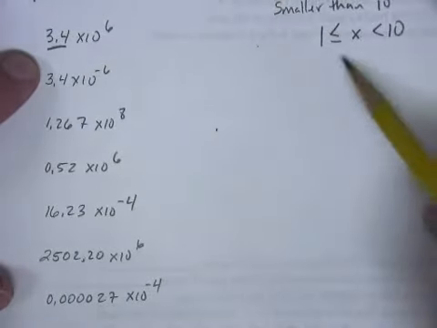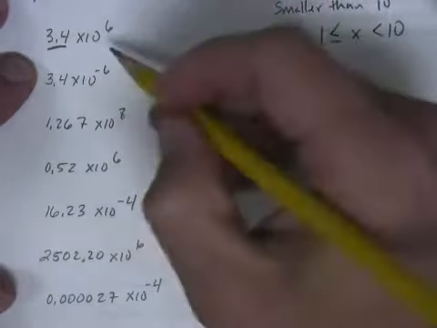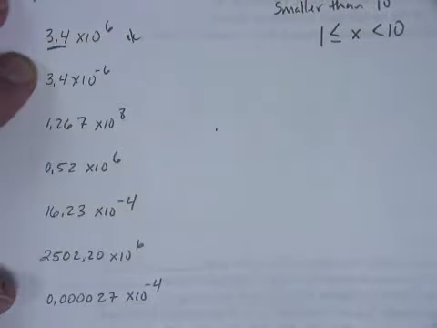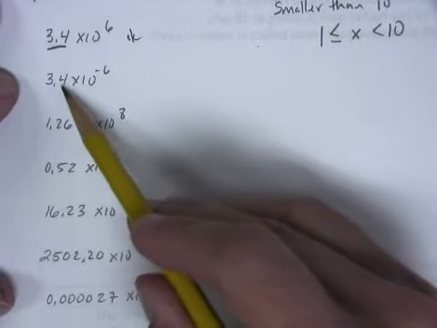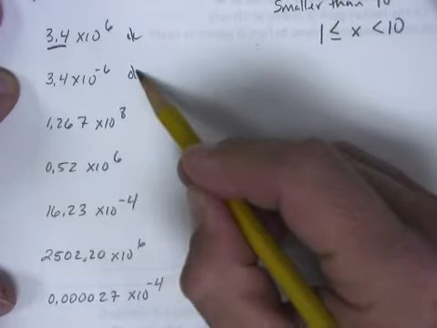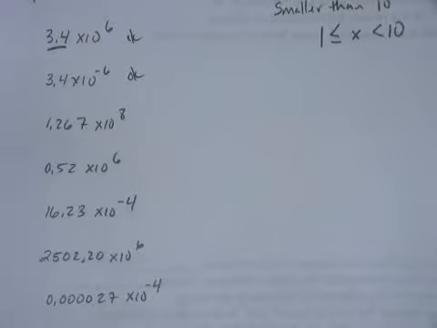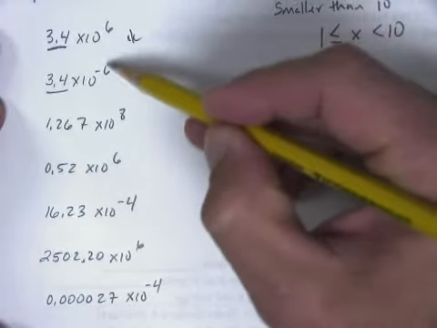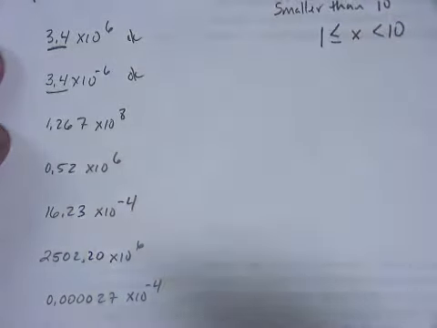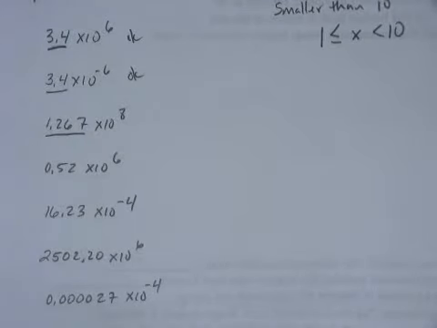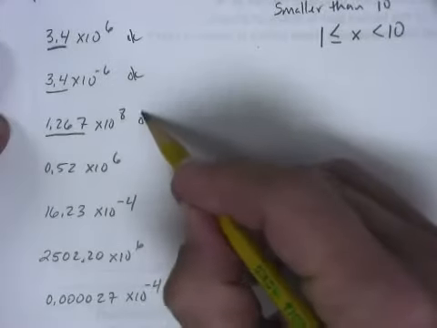3.4. 3.4 is between 1 and 10. So this one's okay. This would be proper scientific notation. The next one, 3.4. Again, perfectly fine. It's between 1 and 10, and it is proper scientific notation. The exponent really doesn't matter. As long as it's an integer, it's perfectly fine. Let's look at this number here, 1.267. That's bigger than 1, so that's perfectly fine as well.